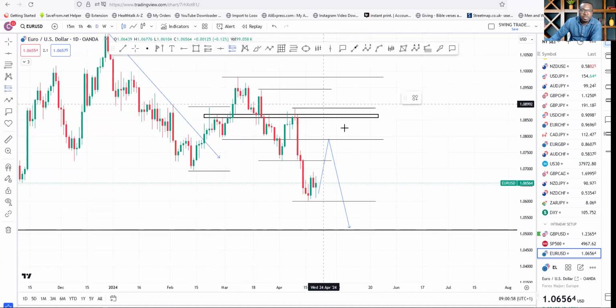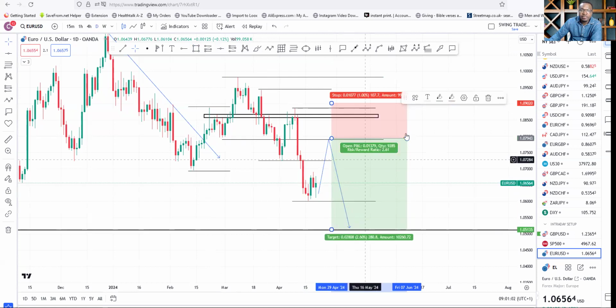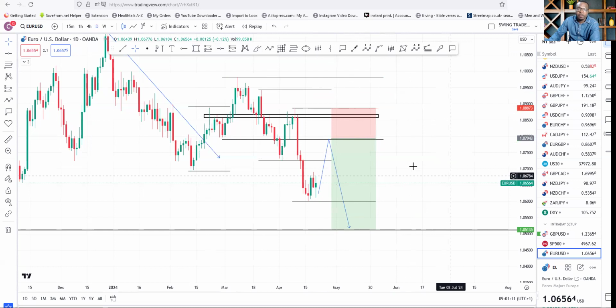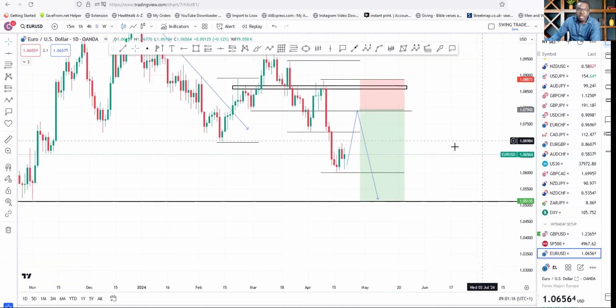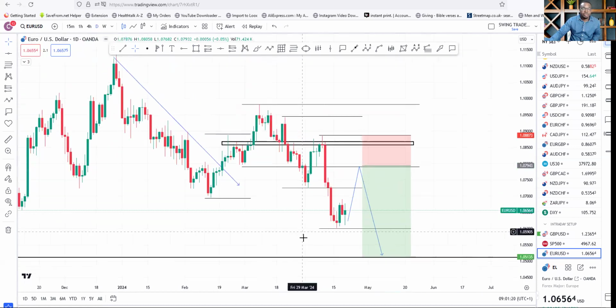So I'm expecting a short to this level on Euro USD. My stop loss would just be right where it is, a little bit, and we can get 1 to 3 on this trade, which is good. If you're able to get the opportunity to get that trade, this is beautiful. So this is what I'm expecting on Euro USD.